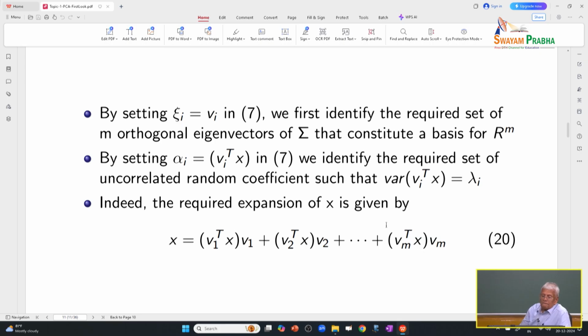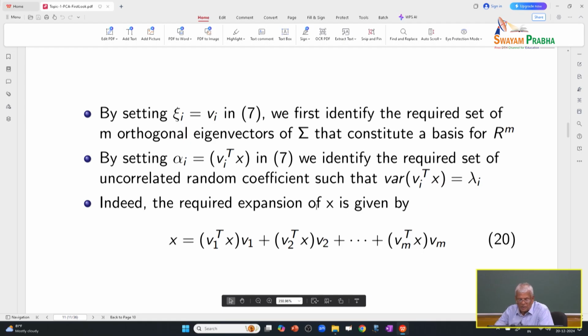Therefore, the principal directions I require for the representation to solve the problem are simply given by the m eigenvectors of sigma. Now, by setting alpha i equal to Vi transpose x in 7, we identify the required set of uncorrelated random coefficients such that the variance of Vi transpose x is equal to lambda i. This gives you the solution to the problem we posed.